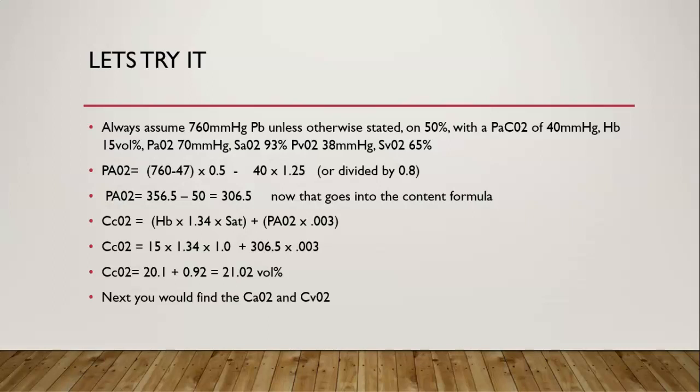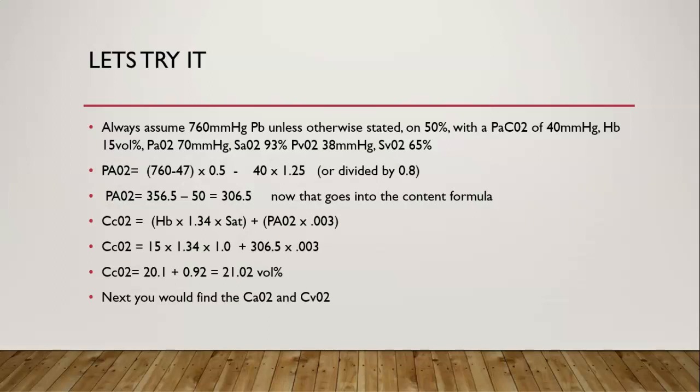So first thing we have to calculate is the alveolar air equation. The P big A O2 is equal to 760 minus 47 times the FiO2 of 0.5, minus the CO2 times 1.25, or divided by 0.8. Y'all remember that one, right? If they don't give you the barometric pressure, you're just going to assume 760. If they don't give you the water vapor pressure, you're going to do it to normal body temperature, and you're going to use 47. So here we have 356.5 minus 50 equals 306.5.